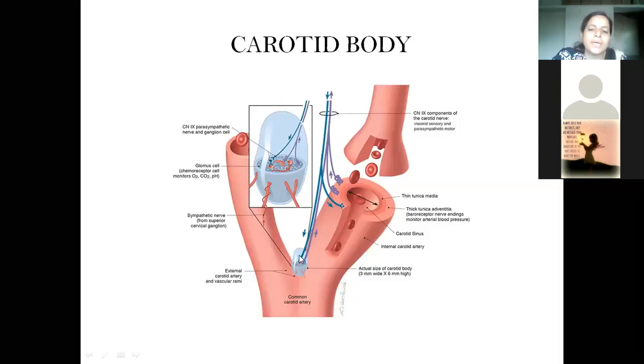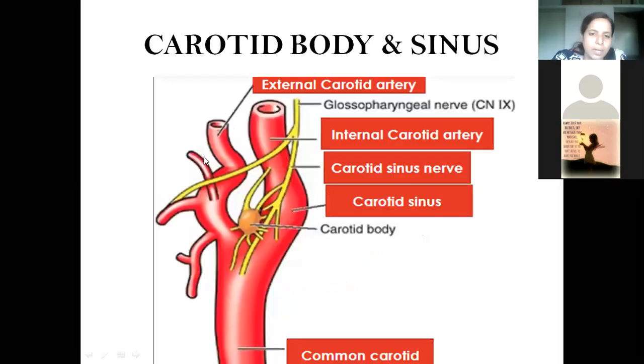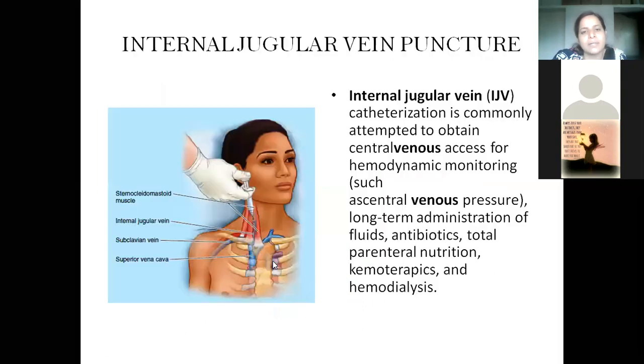And baroreceptors are stretch receptors. If there is any increase in the blood pressure, there will be peripheral vasoconstriction which will bring the blood pressure back to normal. This picture is also helping us to understand these chemoreceptors and baroreceptors which are associated with the common carotid bifurcation point. You call it the carotid body, and this bulge is called the carotid sinus.